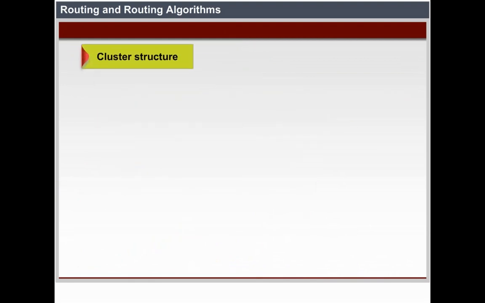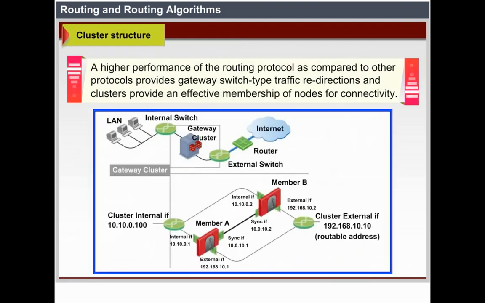Cluster structure gives a higher performance of the routing protocol compared to other protocols because it provides gateway switch type traffic redirections, and clusters provide an effective membership of nodes for connectivity.